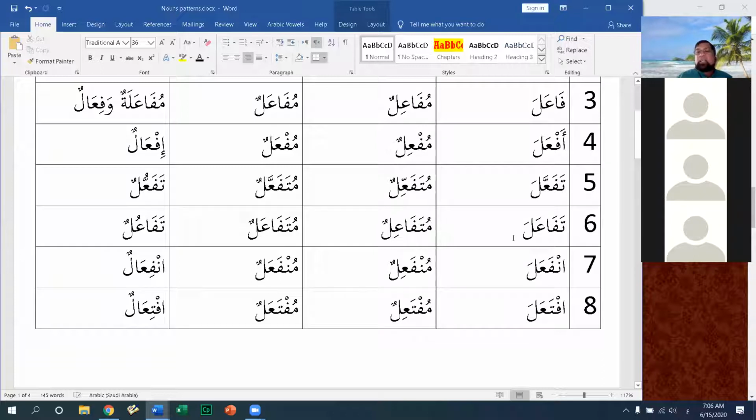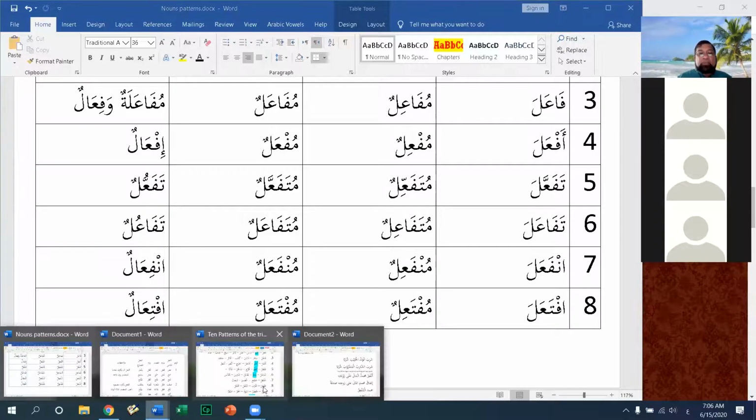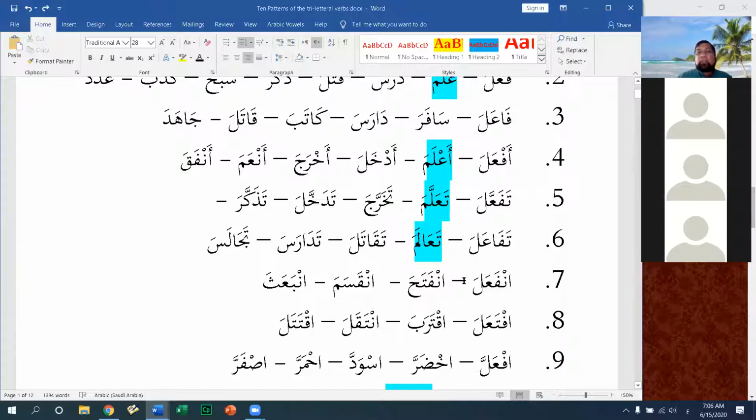Coming back to the 6th, tafa'ala, mutafa'ilun, mutafa'alun, tafa'ulan. Tafa'ulan is the masdar. So let's just do some quick examples for that. If we were to say ta'alama, which means the fake knowledge. Muta'alimun, that's the one who's faking knowledge. Muta'alamun is the knowledge he fakes. And ta'aluman is the faking of the knowledge.